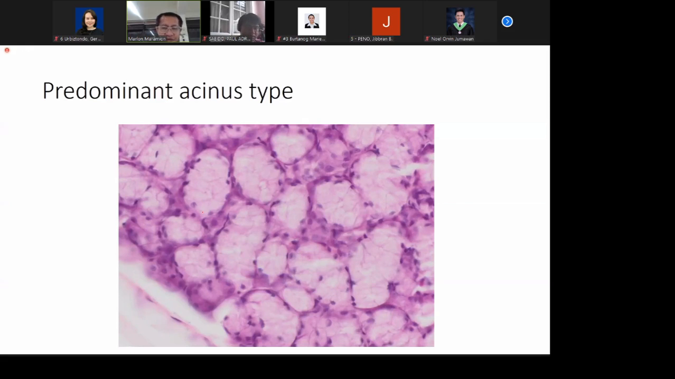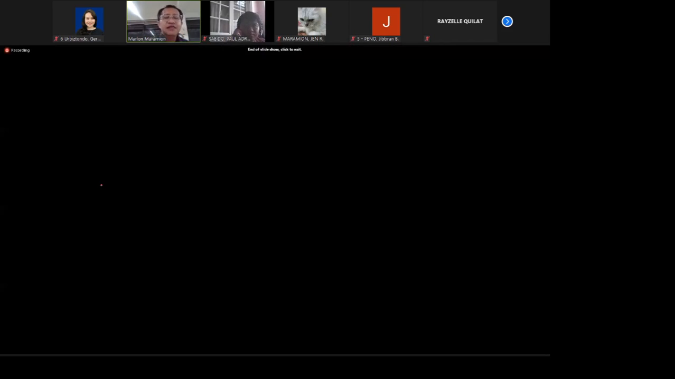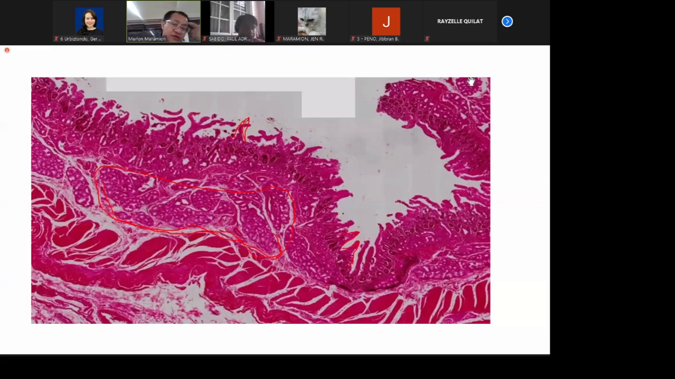So what is the predominant type of acinus? Mucus. And then this is the histology of the duodenum. So it is easy to identify this as part of the small intestine because of the presence of the villi. And then in the submucosal layer present is this gland, which should be specifically called Brunner's gland. Brunner's gland is sometimes called the submucosal gland because of its characteristic location. Oh, that was the last slide shown in our quiz.